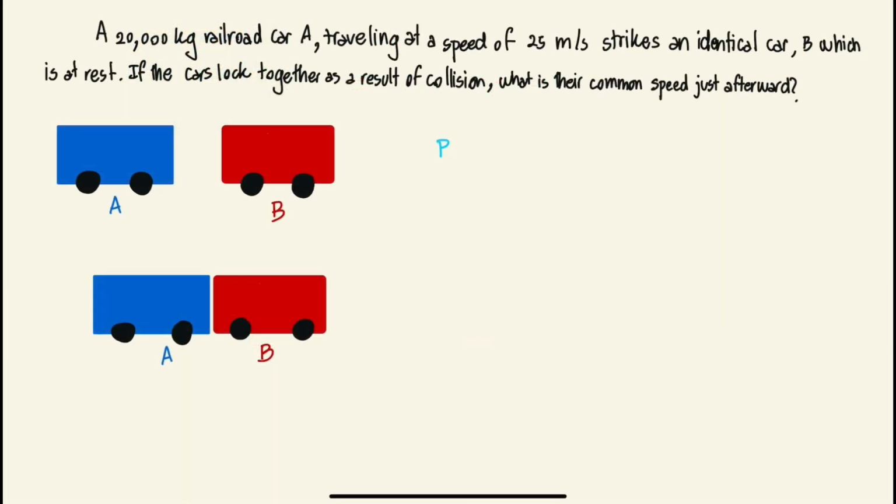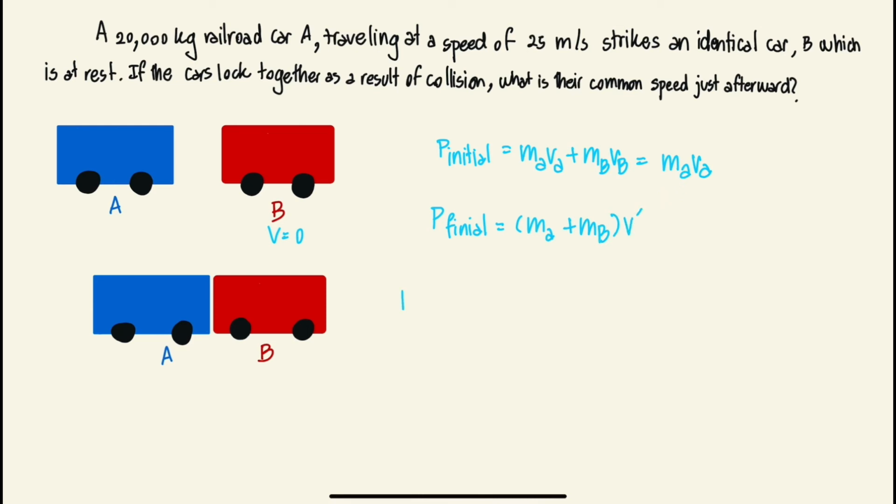Now let's look at a problem. A 20,000 kilogram railroad car A traveling at a speed of 25 meters per second strikes an identical car B which is at rest. If the cars lock together as a result of the collision, what is the common speed afterwards? We know that P initial is equal to mAvA plus mBvB, which equals mAvA. Since the identical car B is at rest, vB is equal to 0, and P final is equal to mA plus mB times v prime.